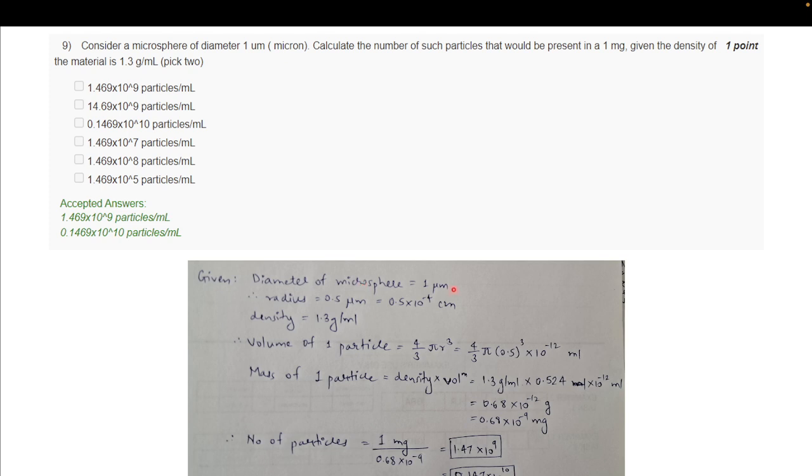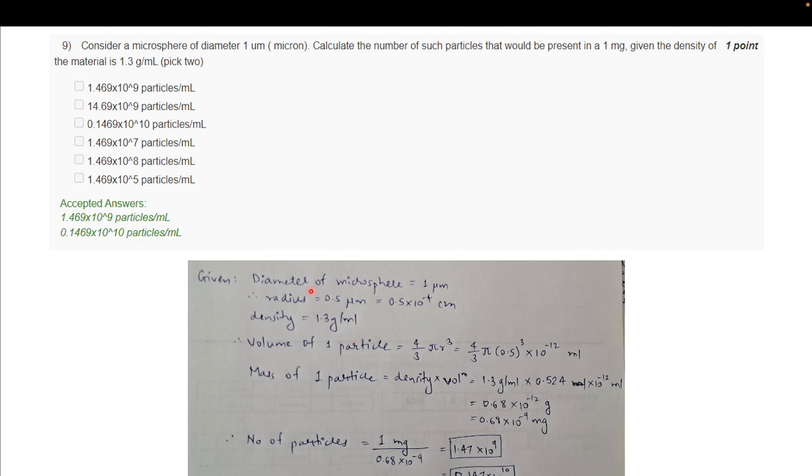We have been given the diameter of the microsphere. We just have to calculate its radius. From micrometer I've converted it to centimeter, so that I can have everything in the same units. And then we have been given the density, which is 1.3 gram per ml. Essentially, what we have been asked to do is calculate how many of these particles, which have a diameter of 1 micron and this density, we would be able to fit in 1 mg of the total amount.